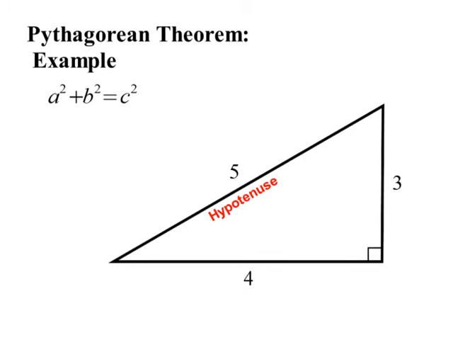Look at the 3 numbers we have here. If you square 4, you get 16. If you square 3, you get 9. If you square 5, you get 25. 9 plus 16 equals 25.